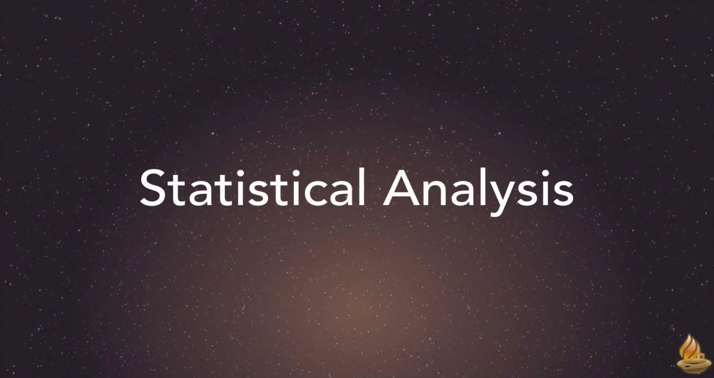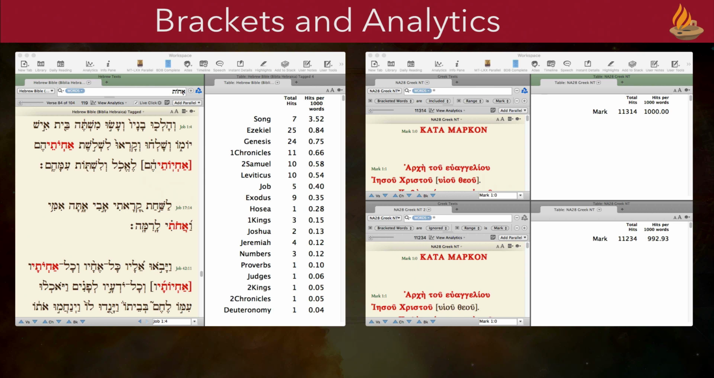Statistical analysis. Statistical analysis deals with the number of times a word appears in a text, total hits, often as a function of the number of words in each book or chapter, average hits. This technique provides insight into the relative frequency of a word and its distribution among various authors or books. Accordance makes a variety of analytics available for any search. Whether or not we choose to include bracketed words in our searches may dramatically affect our analytics.